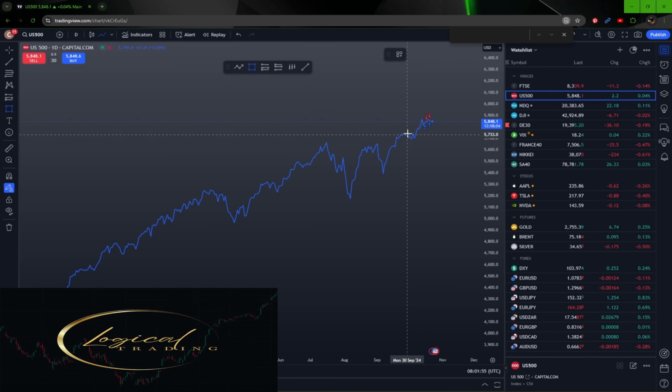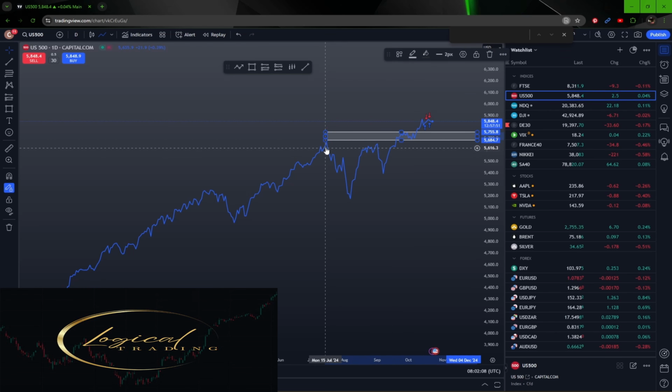But what I am expecting is for this, which is a resistance level, to play out. So a resistance level in this sense of the word, look, it comes all the way back to there, and now it's a support level. It broke through resistance, and this has become support. So now you have a daily support level on the US 500.